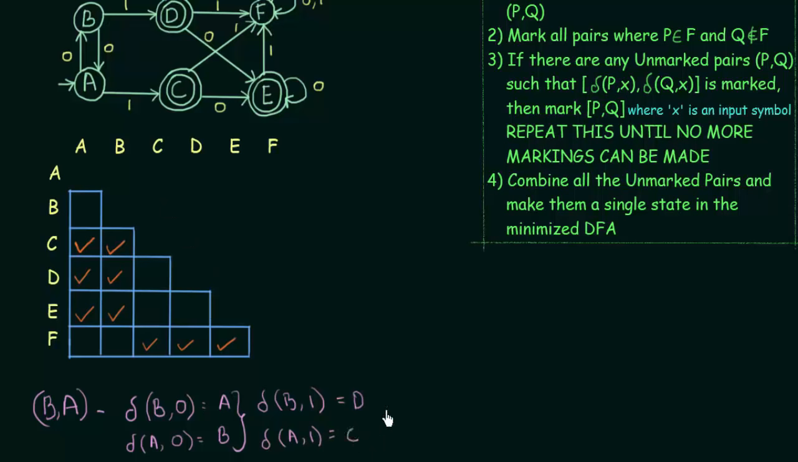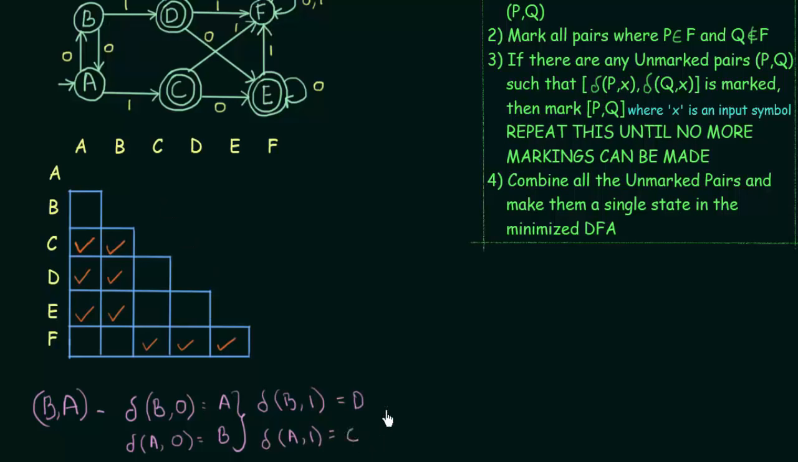Now we are getting a pair called EE, and there is no pair called EE in this table, so you don't have to do anything. Now the next one you have to check, where do D and C go on getting input 1? D on input 1 goes to F, and C on input 1 also goes to F. So we are getting another pair called FF, and FF is again not present in this table, so you don't have to do anything. So we can leave it. So we have finished this cell for DC.